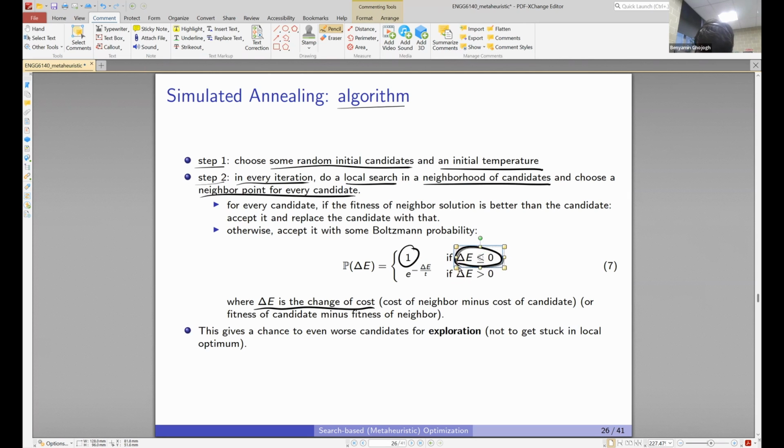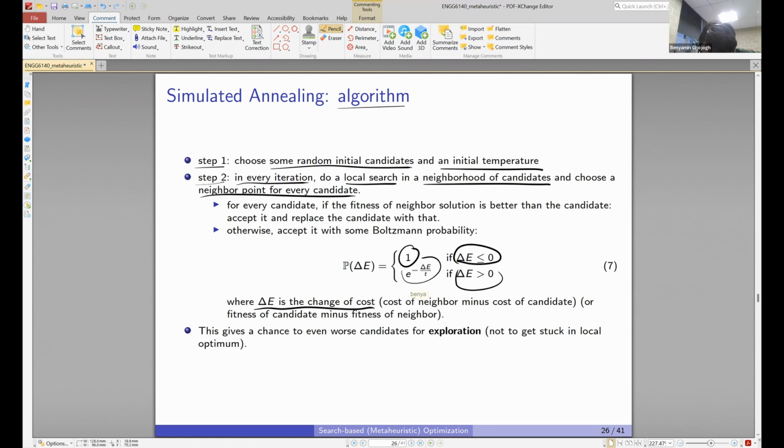However, if delta E is greater than 0, it means that the neighbor has a worse cost or a higher cost than the current solution. Then it doesn't say absolutely reject that. Accept it with some probability. And this probability is related to the temperature, and we'll discuss how it is related to the temperature. But with some probability between 0 and 1, accept that.